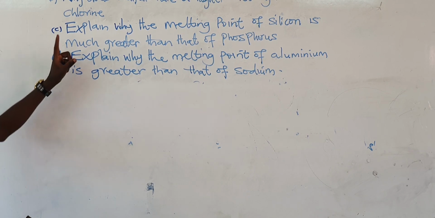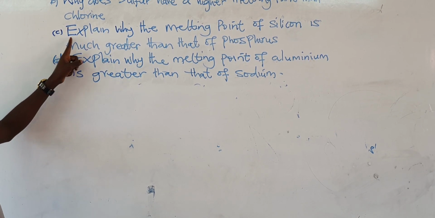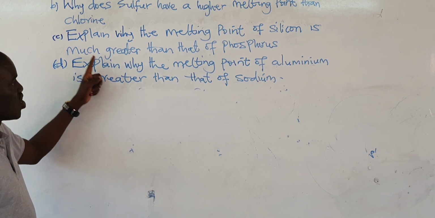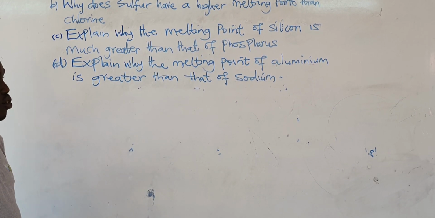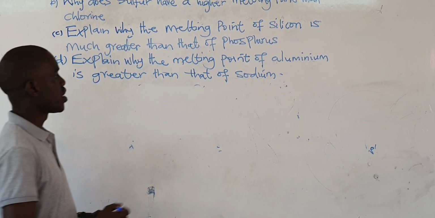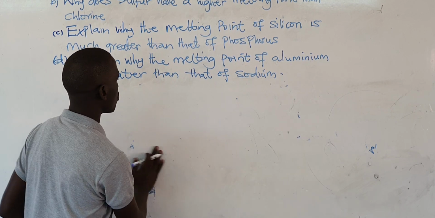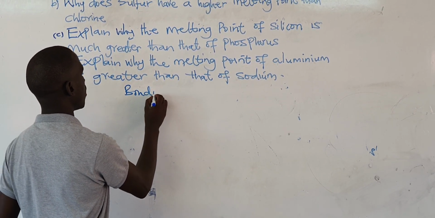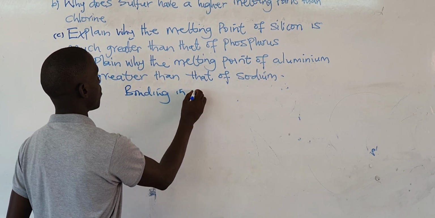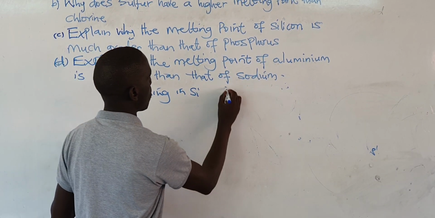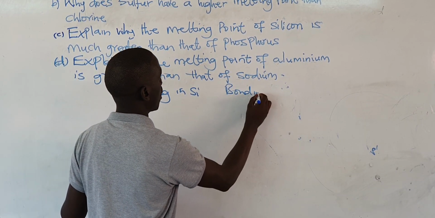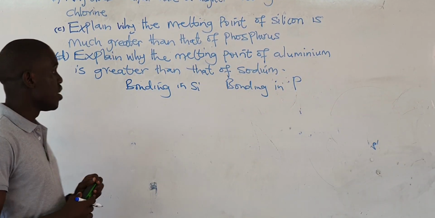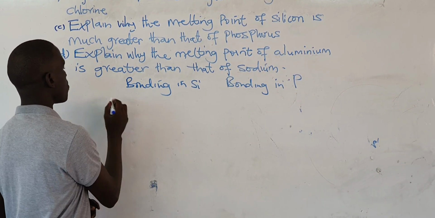So, we can go and check on part C of the question. In C, explain why the melting point of silicon is much greater than that of phosphorus. It will still take us to the bonding. Look at bonding in silicon, and then bonding in phosphorus.